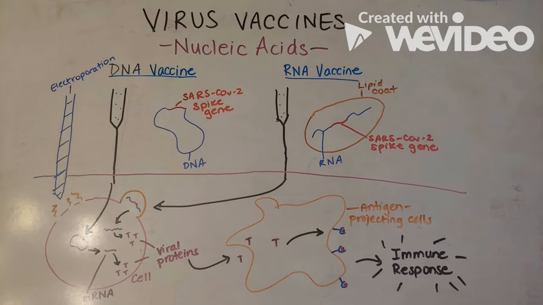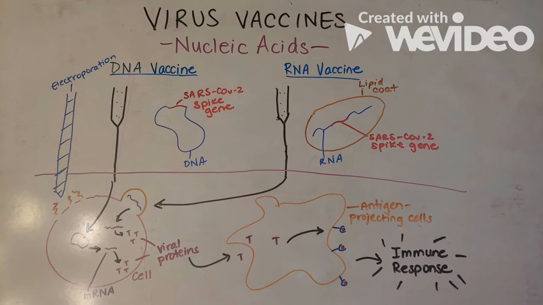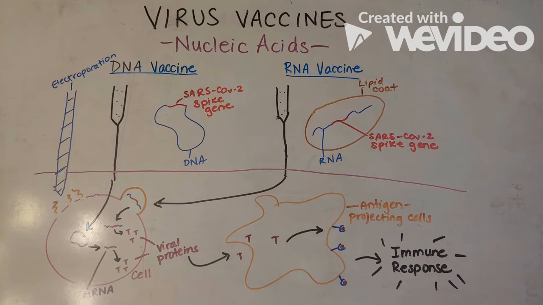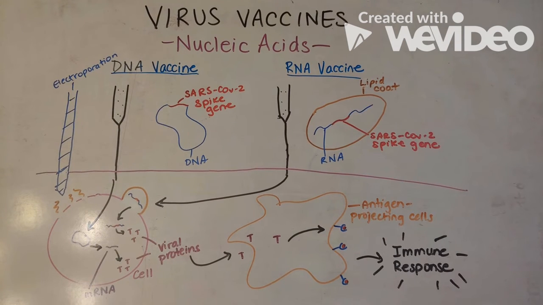Nucleic acid vaccines either use DNA or RNA encapsulated in a lipid coat for protection. Electroporation is used to make the cells permeable and uptake the genetic information. Cells make viral proteins, and a safe immune response is elicited.